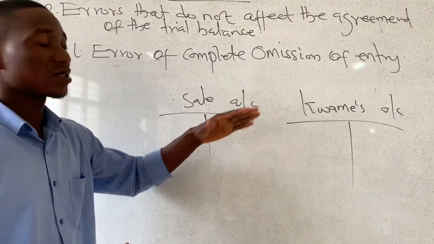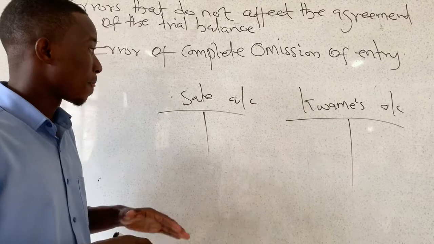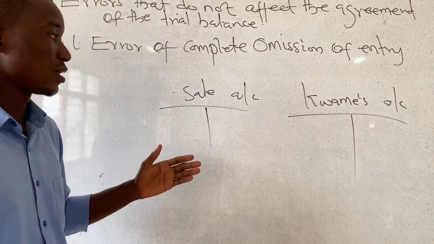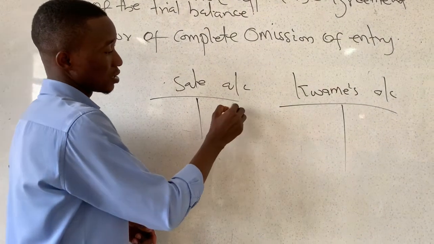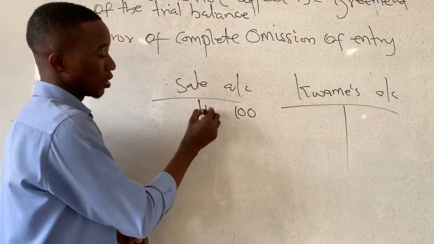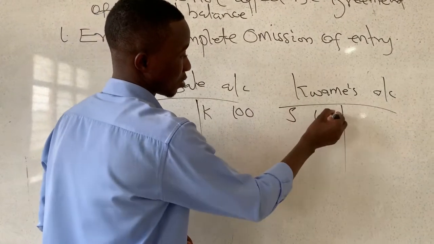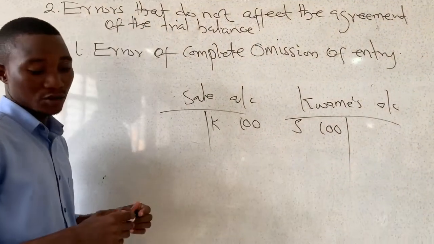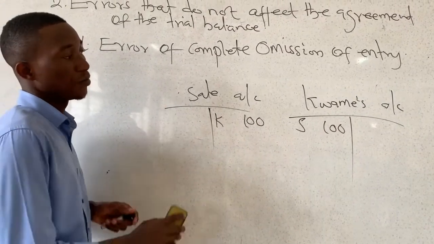But the transaction has been completely omitted. We didn't actually record it at all. So if you wanted to correct this error, you come back and make the right double entry by crediting sales, let's say $100, in the name of Kwame, and then debit Kwame's account in the name of sales, to correct this error. So basically, this is how we correct an error of complete omission of entry.